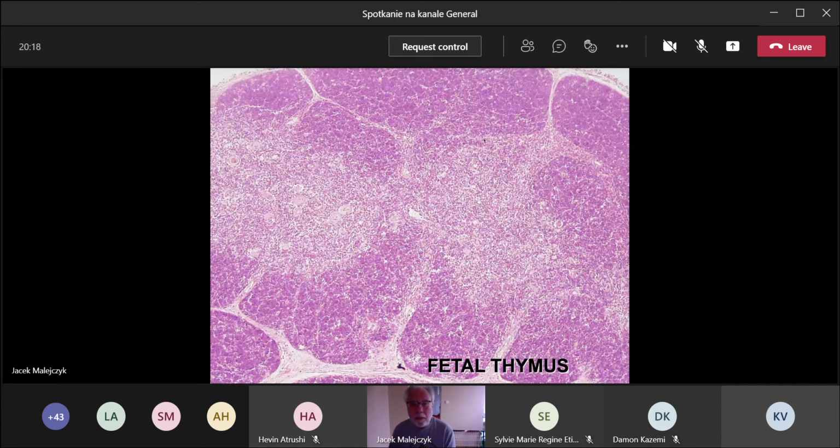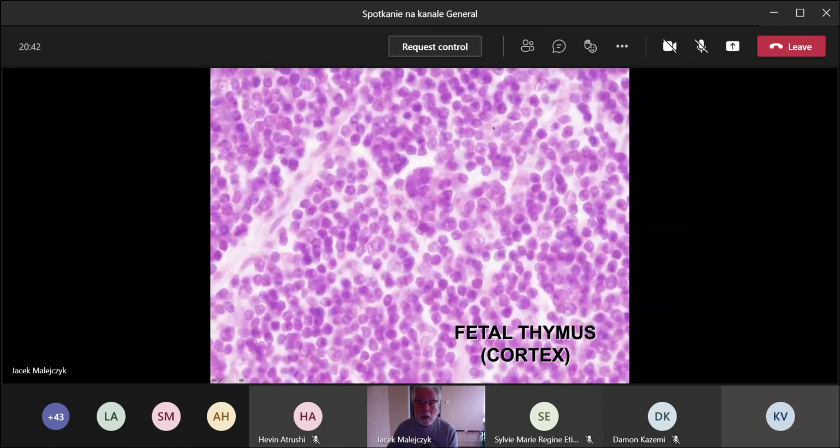These epithelial cells are responsible for production of many so-called thymic hormones, thymopoietin, thymosin, and many others. But they also directly interact with the T cells and are in part responsible for their maturation program and the process of positive and negative selection of these cells.